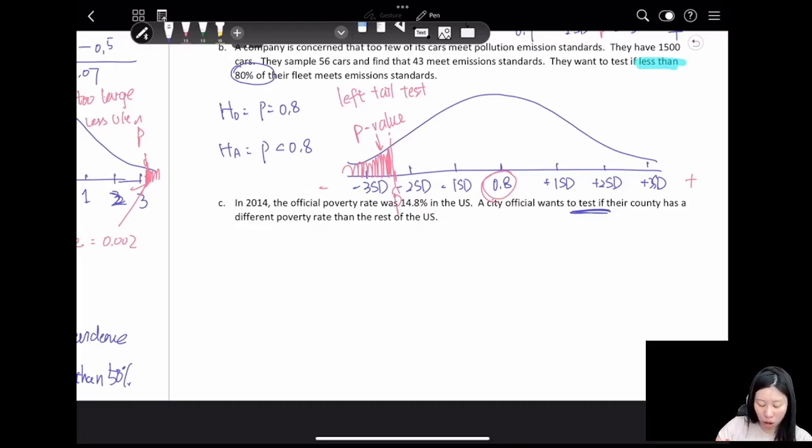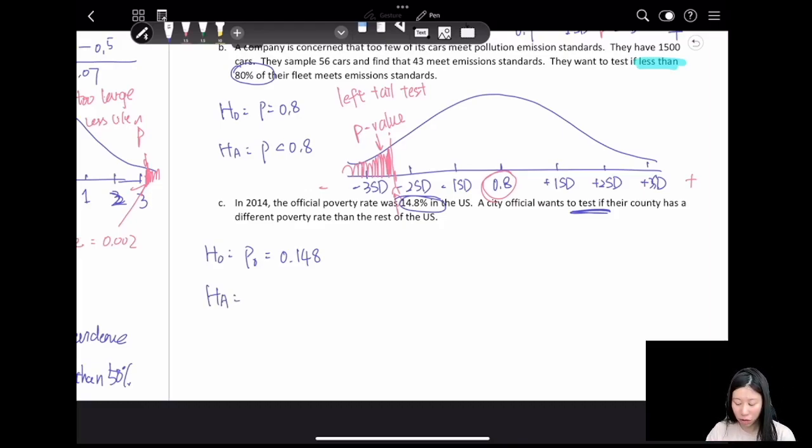And then what would be our null hypothesis? Our null hypothesis is that the population proportion, which is our sample distribution, is going to equal our population proportion, which is 14.8%. Usually it is better to convert it to a decimal, so 0.148. And then what was the alternative hypothesis?